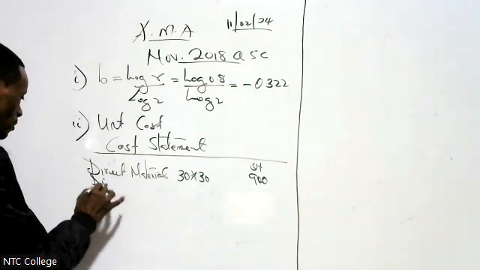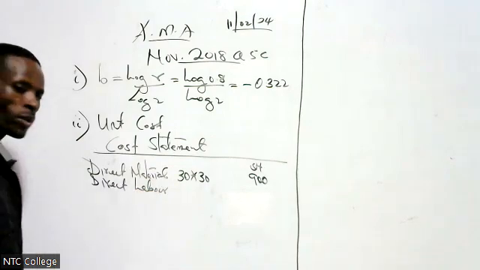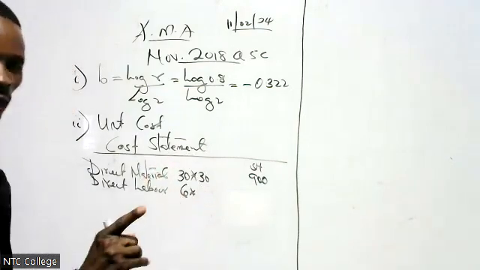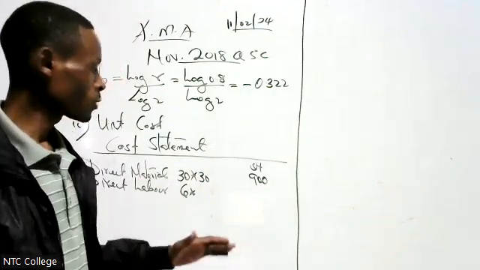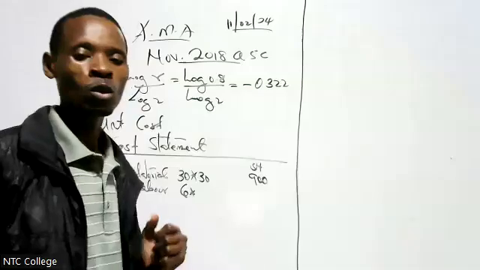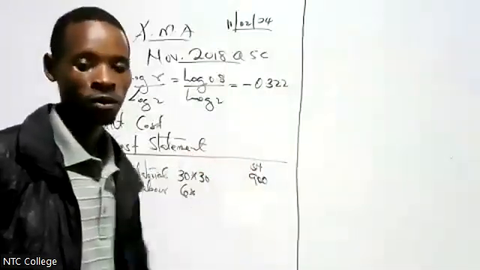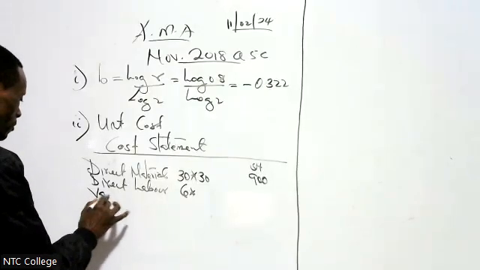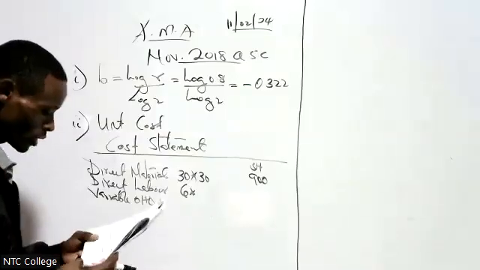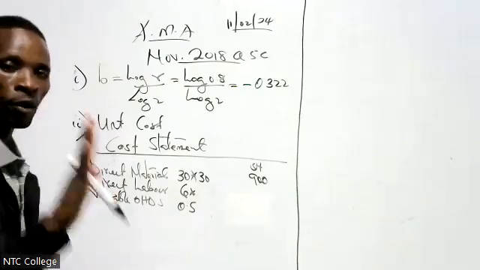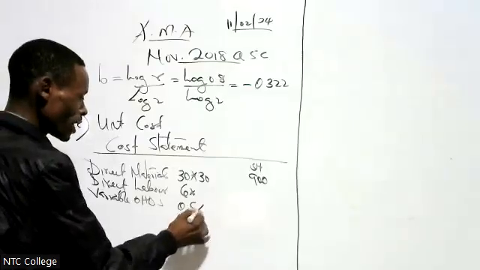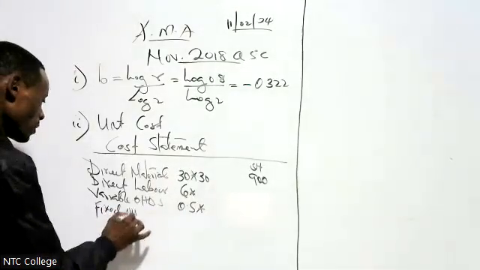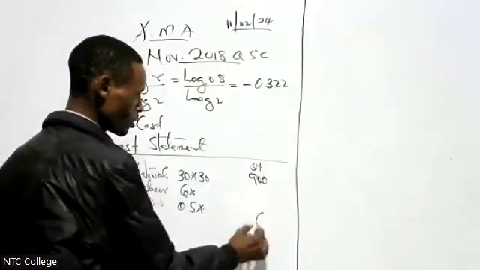Direct labor. We are paid 6 shillings per hour, times the number of hours. That is where the learning curve effect comes in. We must calculate the number of hours taking into account the learning effect, because the time taken to produce the first unit is not the same as the second, third, and fourth. Then we have variable overheads, which vary according to labor hours. So it is 0.5 times the number of hours, which we should work out later. Then you have fixed overheads, those that have been given directly, 6,000.